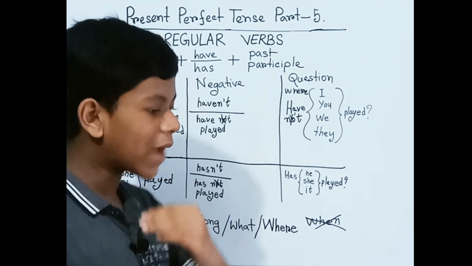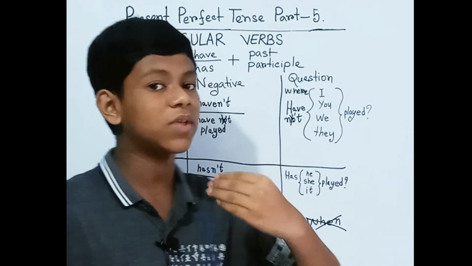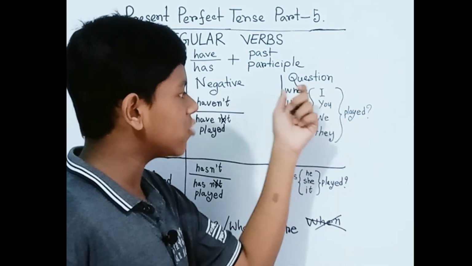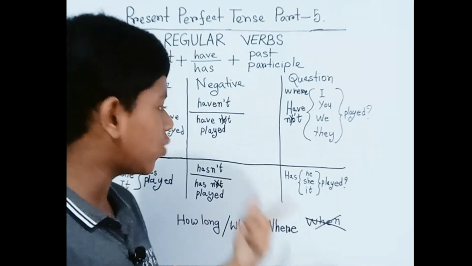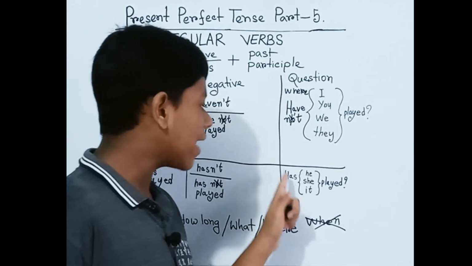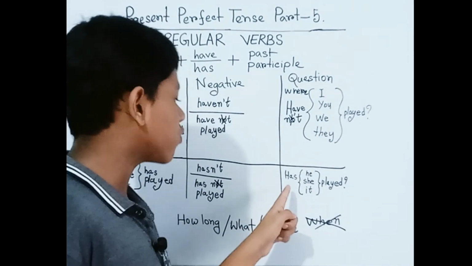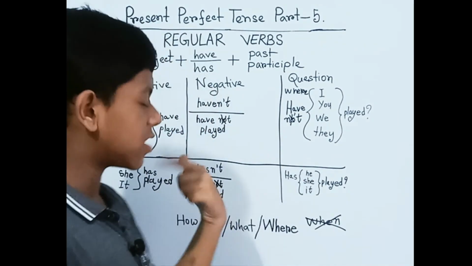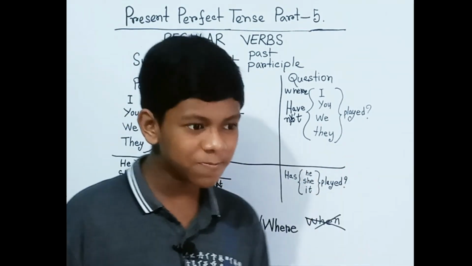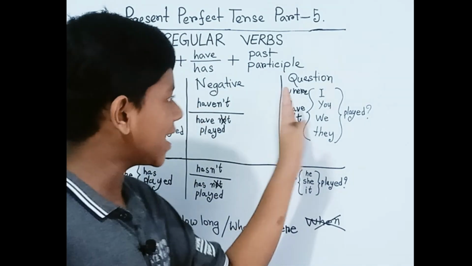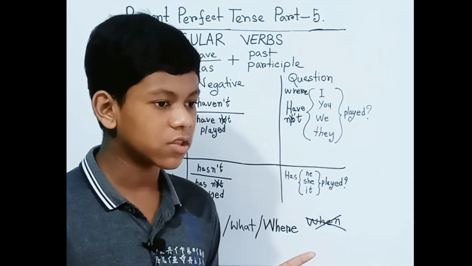Then we will practice the WH questions with the negative form of question. Like this, where haven't I played? Where haven't you played? Where haven't we played? Where haven't they played? Where hasn't she played? Where hasn't he played? Where hasn't it played? Where hasn't Arjon played?